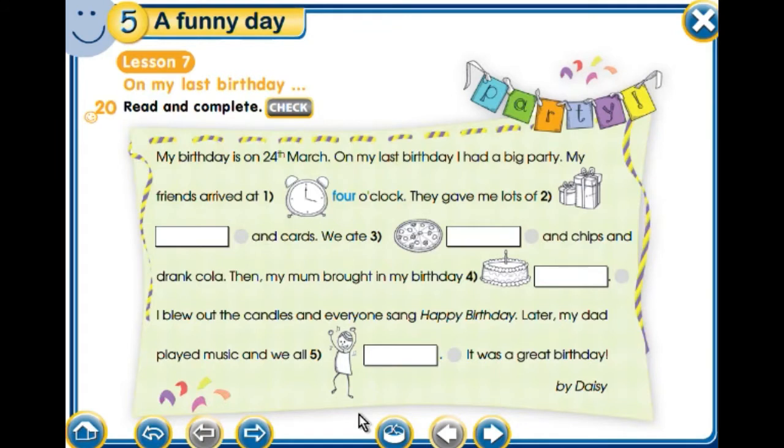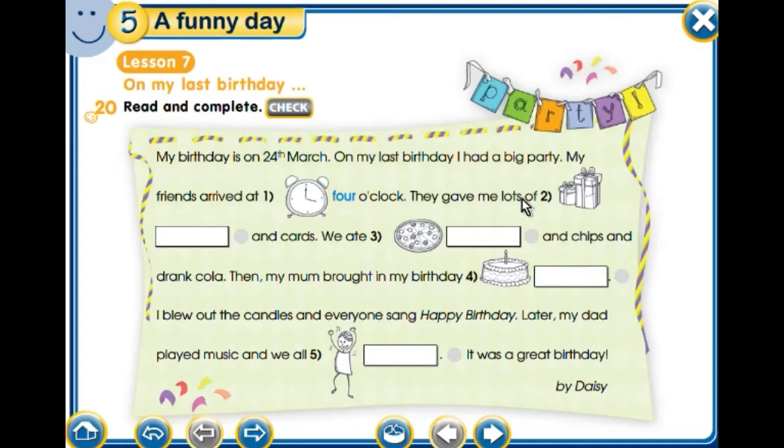Okay, this is today's lesson. We will start with completing the missing words in this text. My birthday is on the 24th of March. On my last birthday, I had a big party. My friends arrived at 4 o'clock.